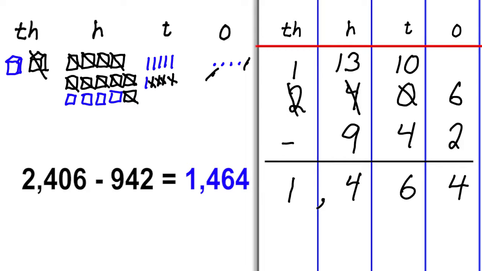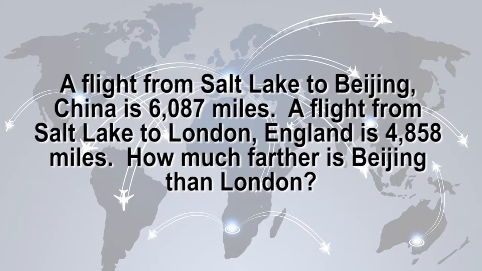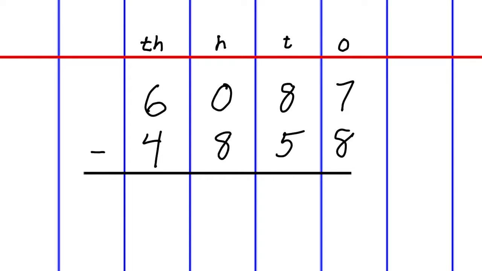Let's solve another problem using the algorithm alone. A flight from Salt Lake to Beijing, China is 6,087 miles. A flight from Salt Lake to London, England is 4,858 miles. How much farther is Beijing than London? 6,087 subtract 4,858 equals.